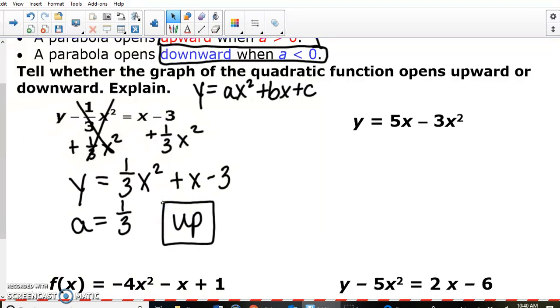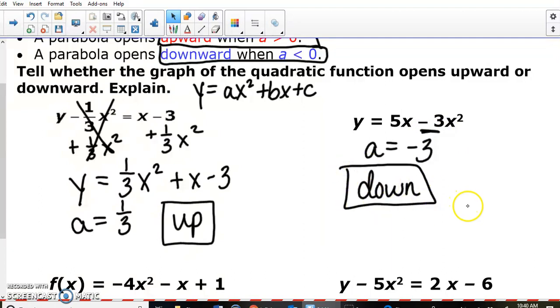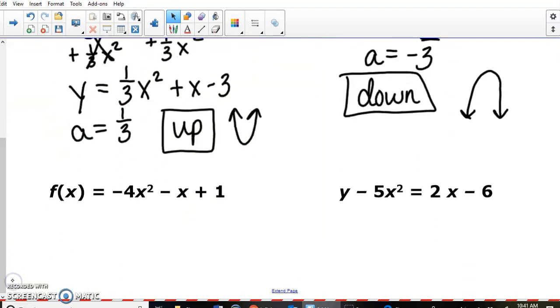Okay, let's do one more like that. Okay, this one's kind of nice. Y is already by itself, so I don't have to do any of the solving that I did on the last problem. I just need to identify my a value, which in this case would be -3. It's whatever's in front of your x squared. So in this case, my parabola is going to open down. Okay, so it's going to look like this kind of shape. Okay, whereas this one opens up, so it looks like this. Okay, go ahead and do these next two on your own.